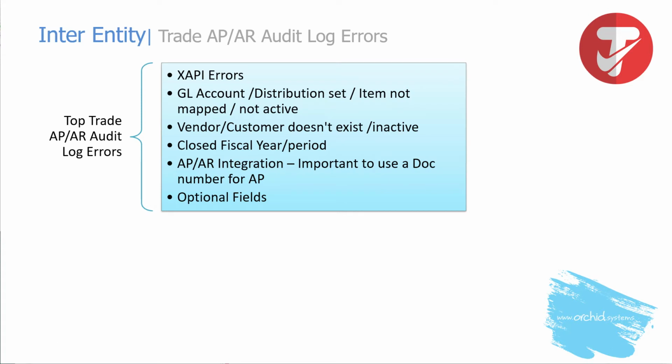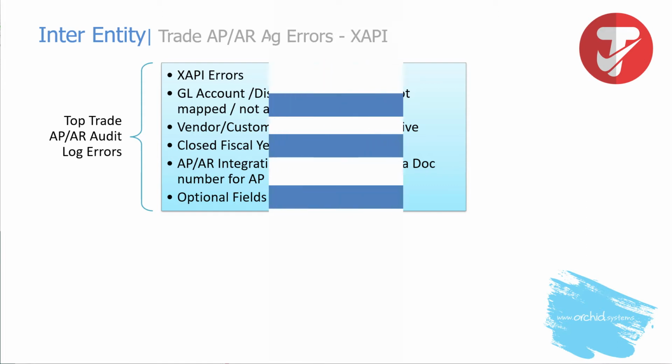The most common errors in Trade AP and AR relate to ZAPI errors, not being able to connect to the target database, GL accounts or distribution set not being configured, the vendor or the customer being inactive, fiscal period being closed, document numbers being invalid, and optional fields not being set up. So we're now going to look at a few examples of these.